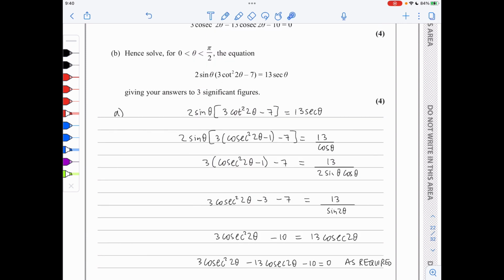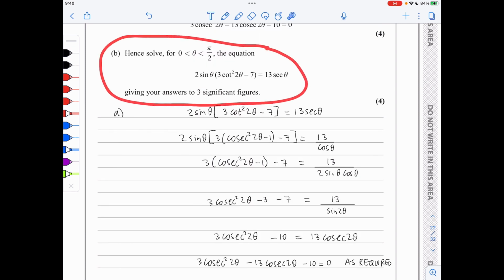In B, it says hence solve for theta between 0 and pi over 2, the given equation. Here we need to give answers to 3 significant figures. We are obviously in radian mode.